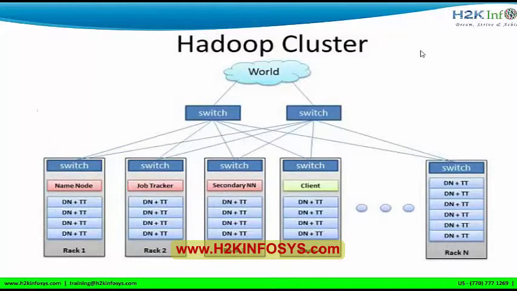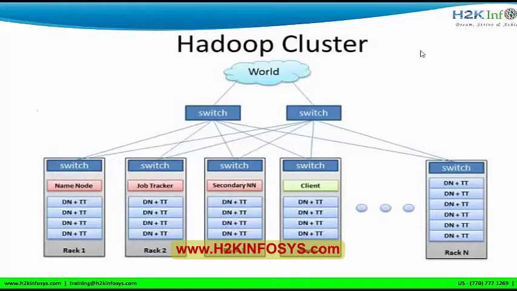The same is the case with rack 2 as well, but rack 2 contains the job tracker. So it's okay to maintain the main node and job tracker on the same machine or the same rack, or it is fine to maintain them independently in different racks. It's up to the admin how he is going to set up this particular cluster. And if you take rack 3, you see a secondary main node and several data nodes plus task trackers.